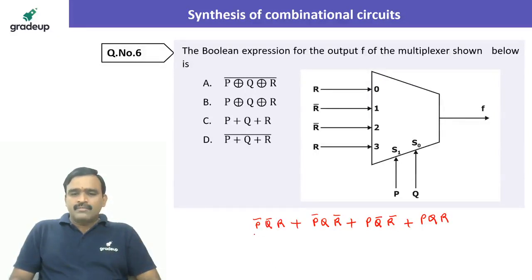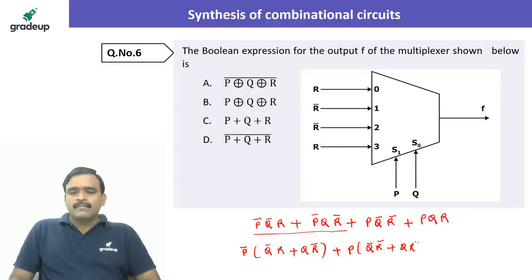Now if you take from these two, P bar you can take as common. So I can take P bar of Q bar R plus Q R bar. Plus from these two I can take P as common. P common means Q bar R bar plus QR. So this is P bar of Q exclusive-OR R, because Q bar R plus Q R bar is nothing but Q exclusive-OR R. Then Q bar R bar plus QR is nothing but Q exclusive-NOR R.